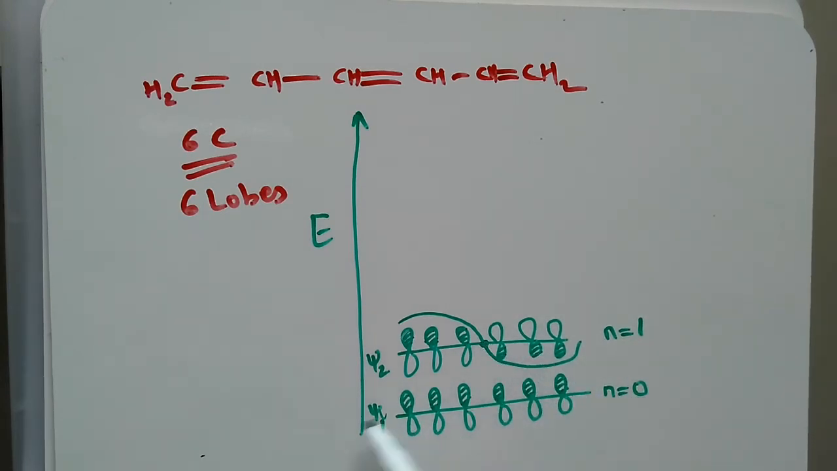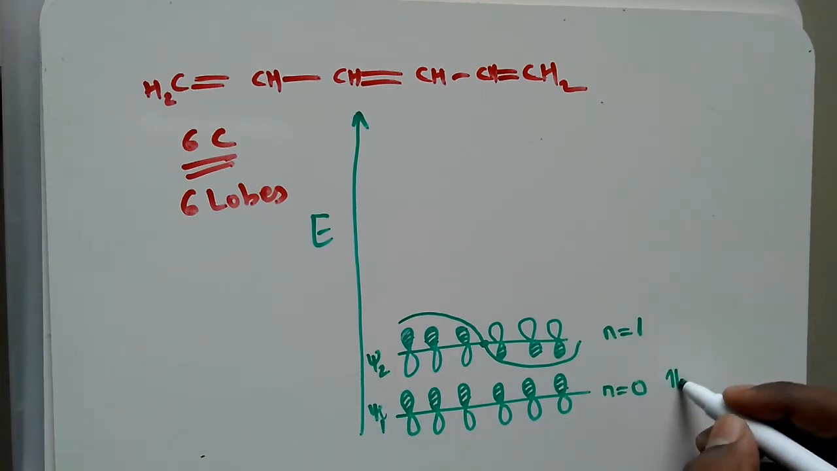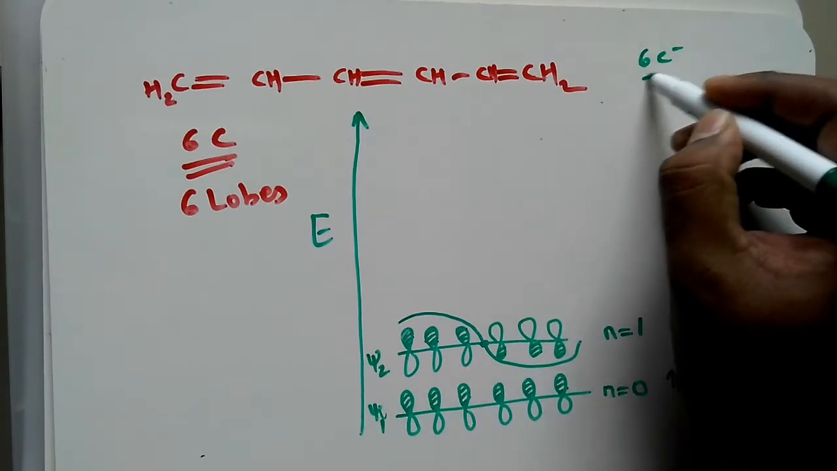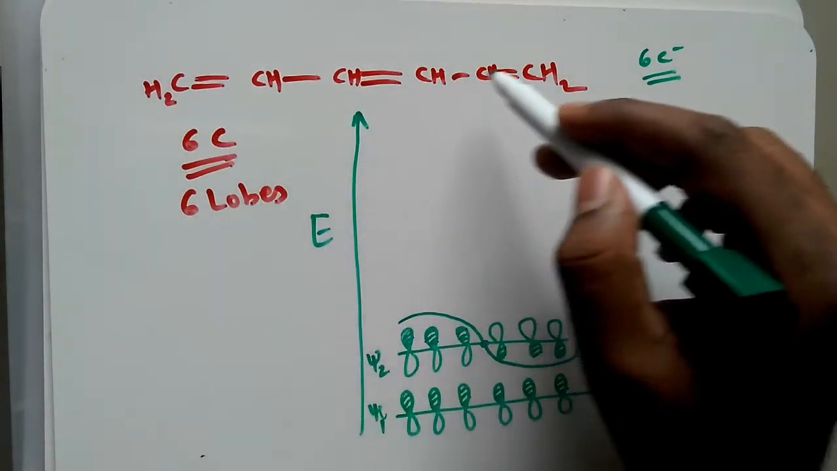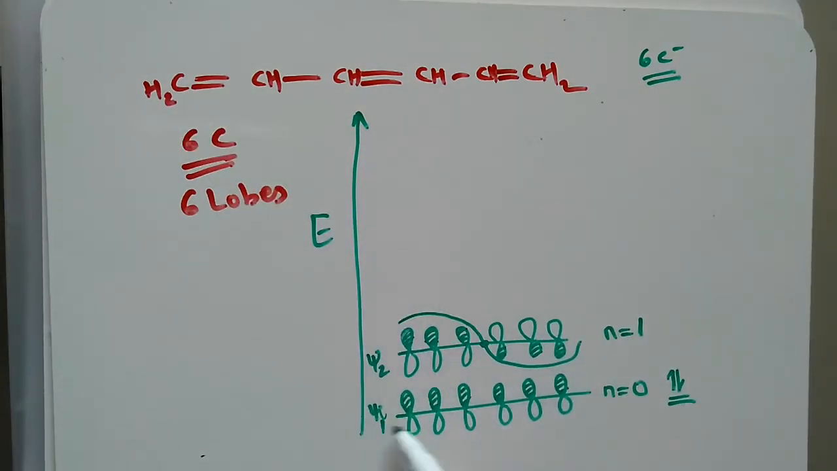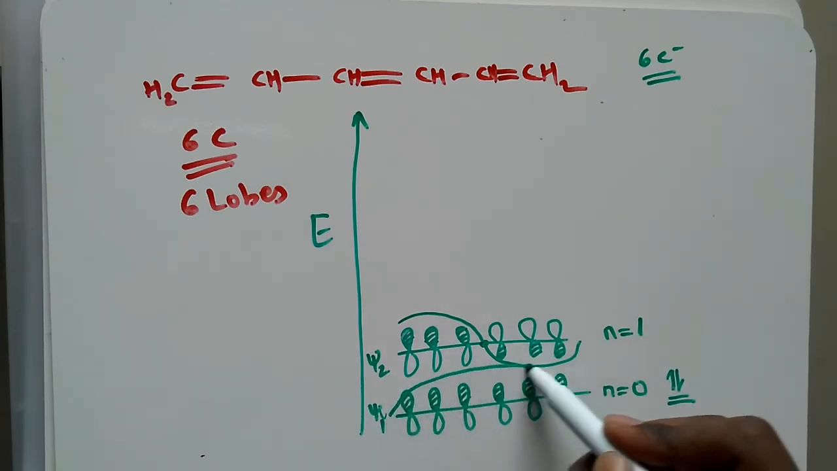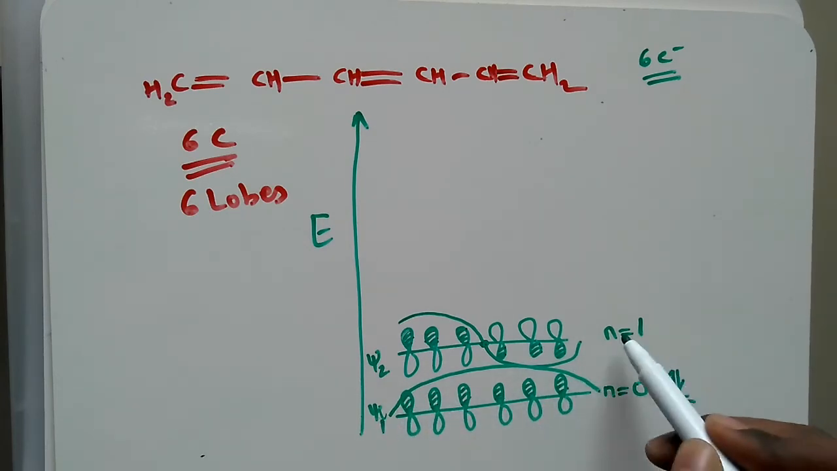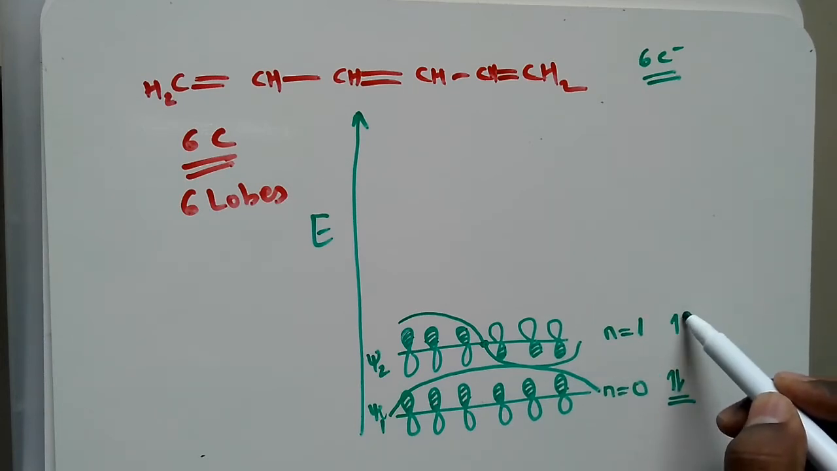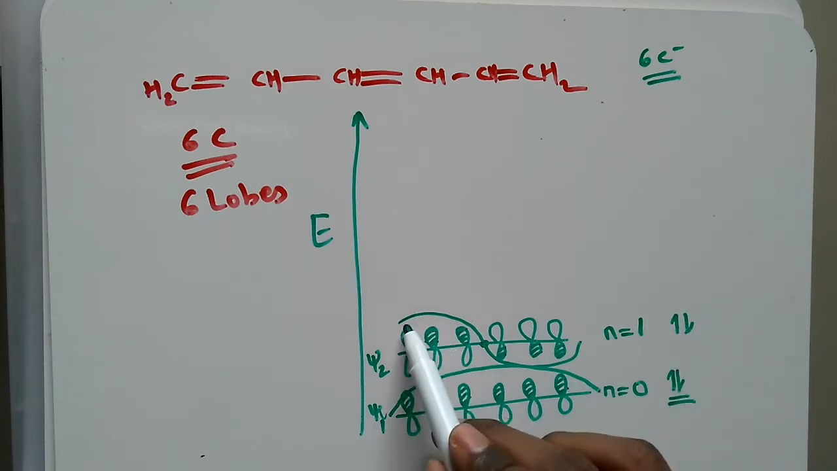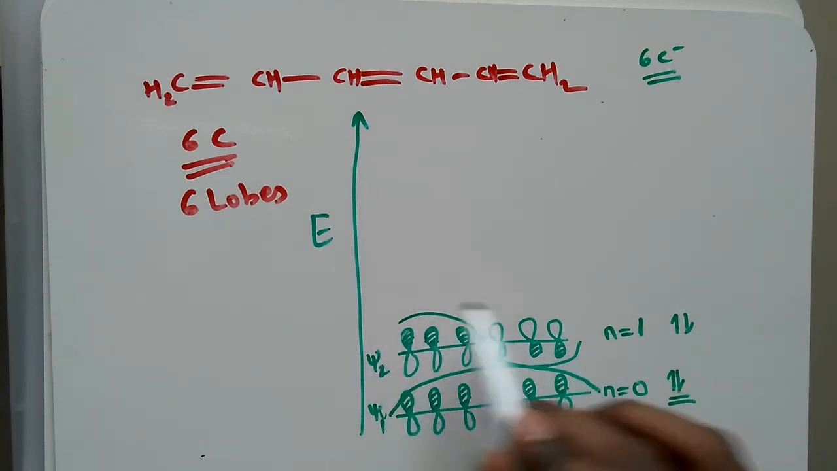What we have to understand is that in psi1 we will have 2 electrons. In total, 1,3,5-hexatriene has 6 electrons that are delocalized and in conjugation. So 2 electrons will be in psi1. Where are these 2 electrons moving? Since there is no node, they are moving throughout these carbon atoms. In psi2, where are these 2 electrons moving? They are moving on this side and only on this side. They are not moving throughout.